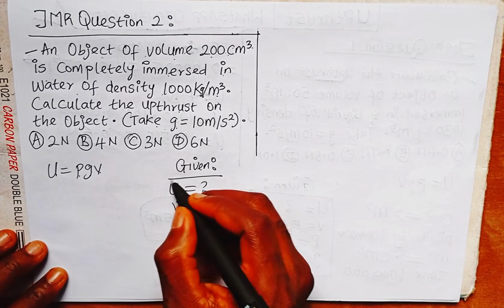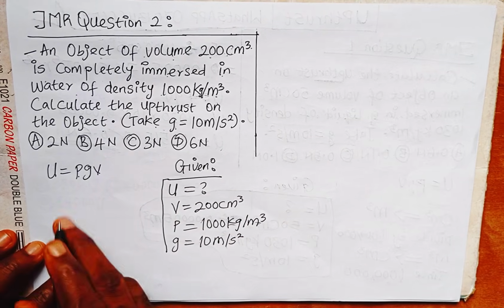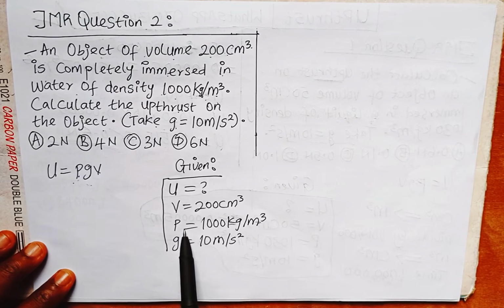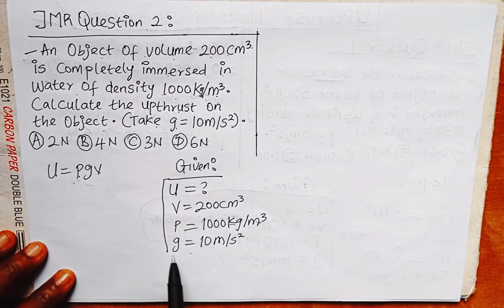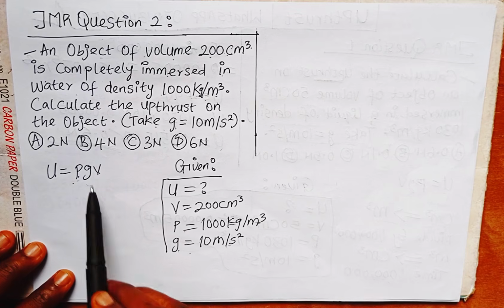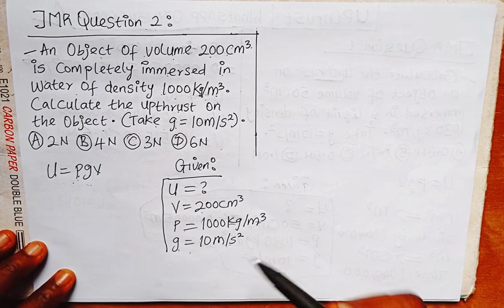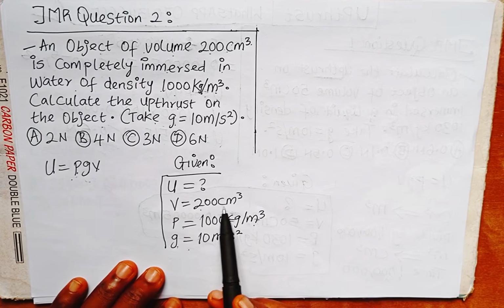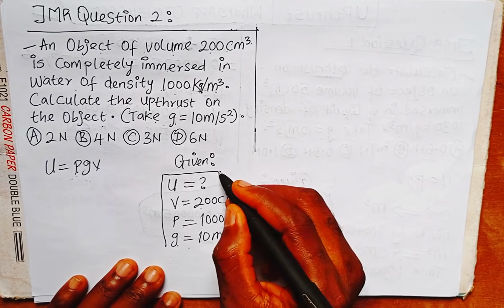All right, so first of all, let's look at whether we have what we need for this formula. P is density. Do we have density here? Yes. G is gravity, acceleration due to gravity. Do we have it here? Yes, we have it. V is volume. Do we have volume here? Yes. But this one is cubic centimeter. You don't solve with density using cubic centimeter, so we have to convert like we did for the first one.